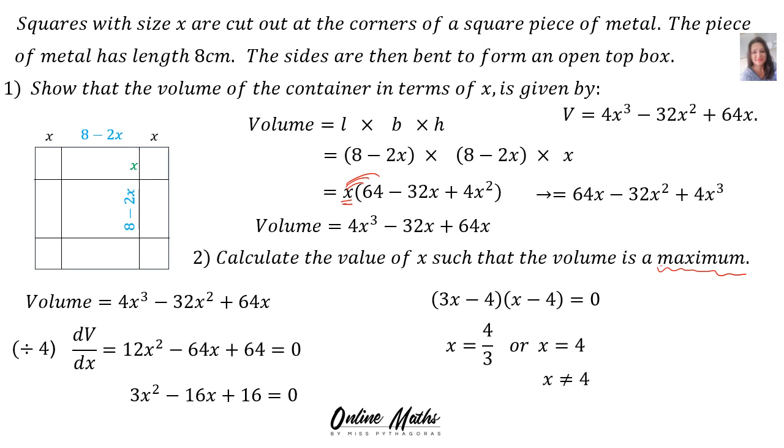But x is equal to 4 is not a solution, and let me quickly show you why. The length was 8 minus 2x. So when you substitute in x's place 4, you end with 8 minus 8 and a length of 0. And you can't have that.